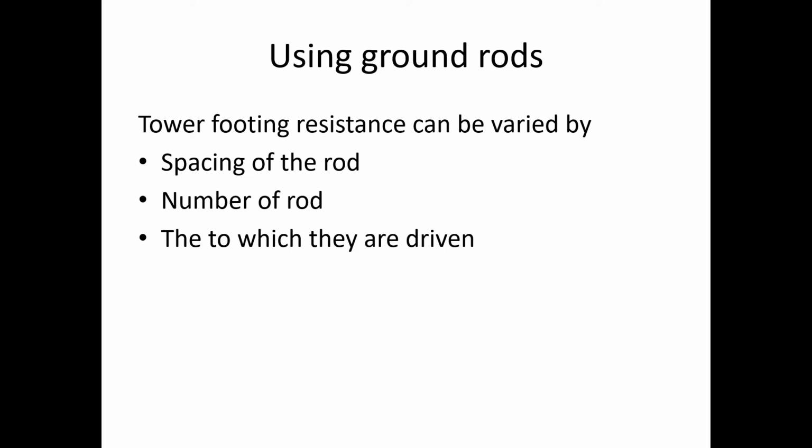Moreover, this tower footing resistance depends on two properties. One is the resistivity of the soil. Based on the resistivity of the soil the tower footing resistance can vary, and also based on the type of electrode we use at the ground rod, that is the electrode configuration, the resistance can vary. The material used is galvanized iron or copper bearing steel. So this is all about ground rods, which mainly depend upon the tower footing resistance.